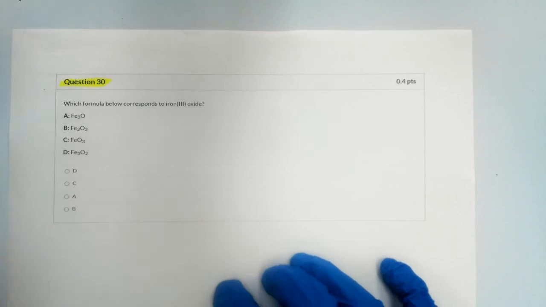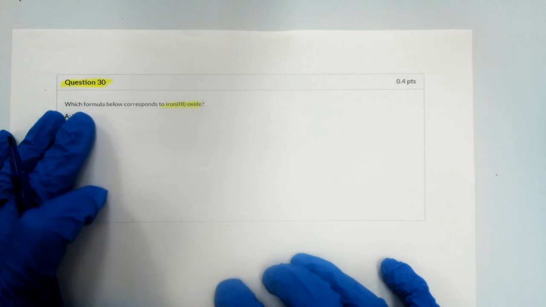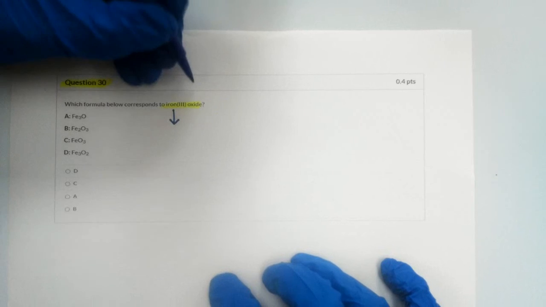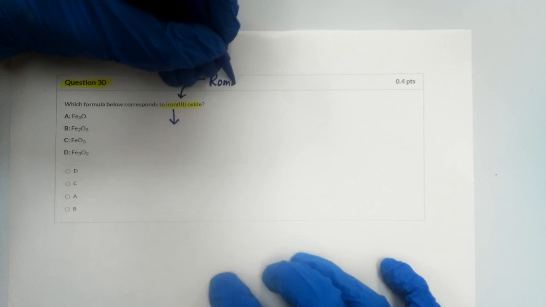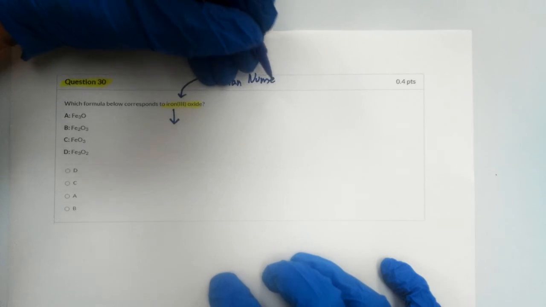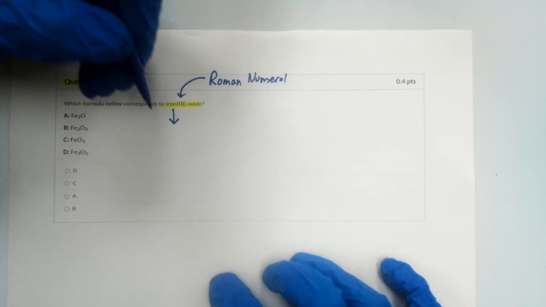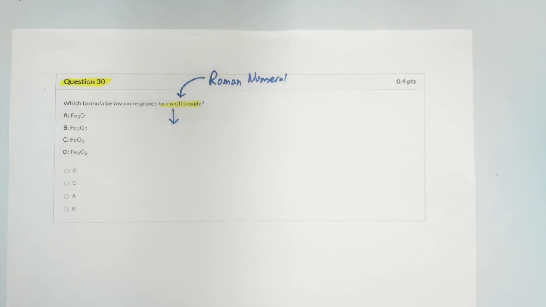Focus instead on that. Look at that first. Ignore the answer. Now, what is iron 3? Is this a Roman numeral? You've heard of Roman numerals, I'm sure. Folks, the Roman numeral is very important because it tells you the charge of cations. Not anions, but cations. Cations only. So if you see a Roman numeral 3 there, then you know the charge is 3+.